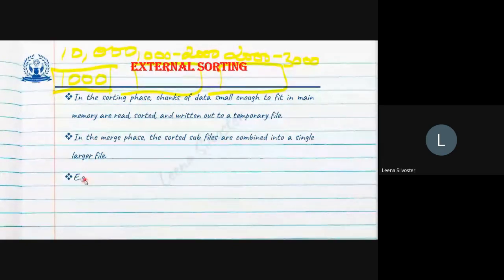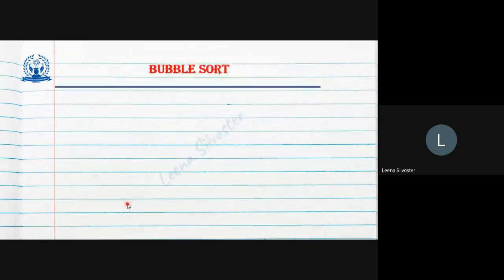For example, external merge sort. So an example for this sorting is external merge sort. Another example is bucket sort.